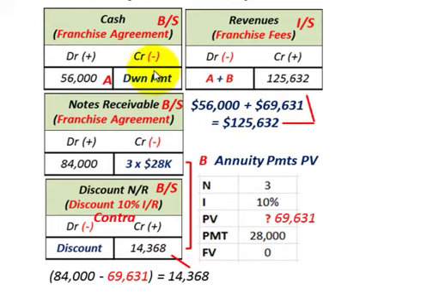So that's how you recognize your revenues. You have to break it apart between your cash down payment, and then you have to discount the 3 payments that you are receiving in the future back to their present value. And then both the down payment, $56,000, plus the present value of those payments gives us the revenues of $125,632.